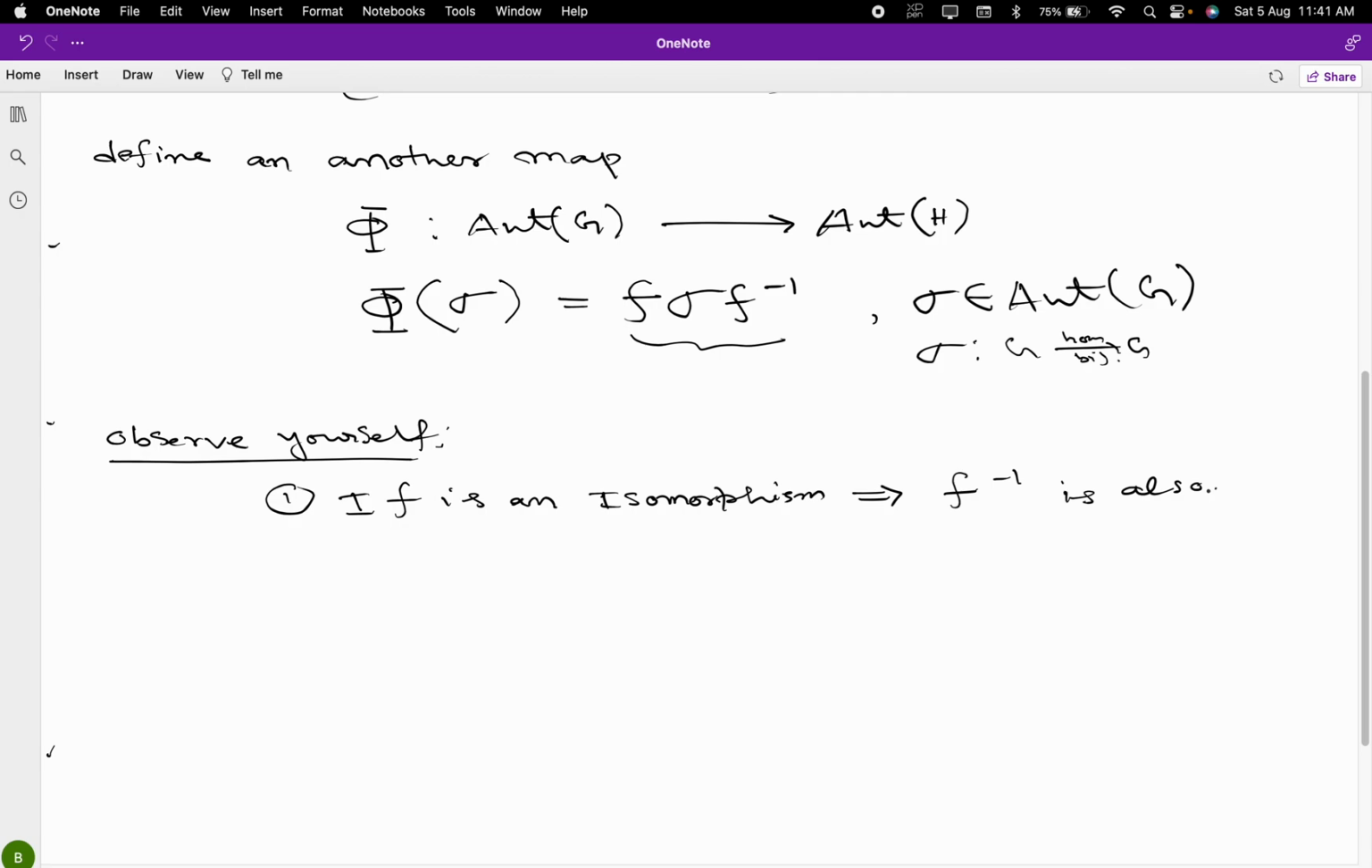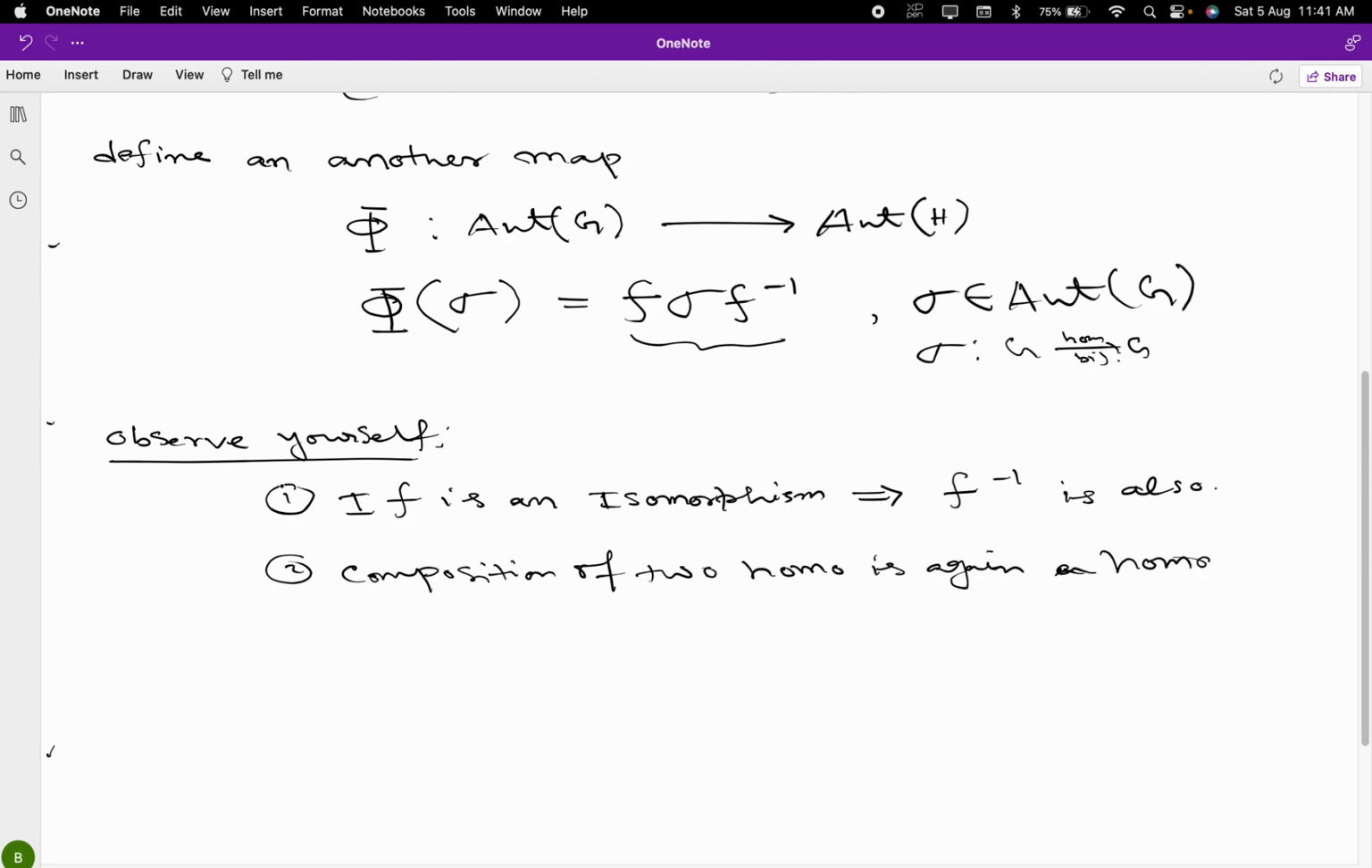You have to show that f inverse is also a homomorphism, right? So first this thing, and second, try to show that the composition of two homomorphisms is again a homomorphism.